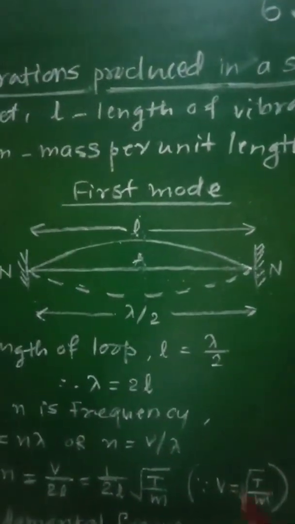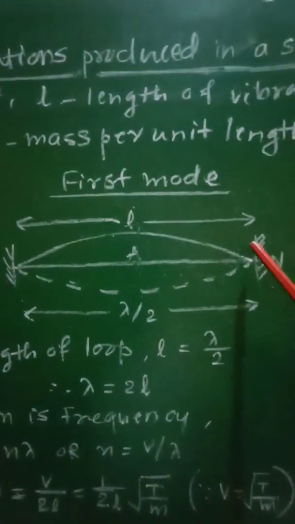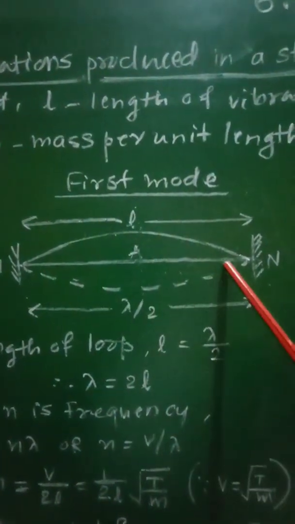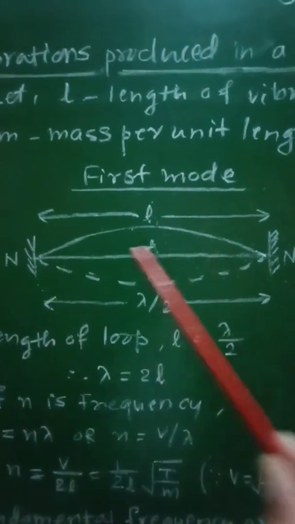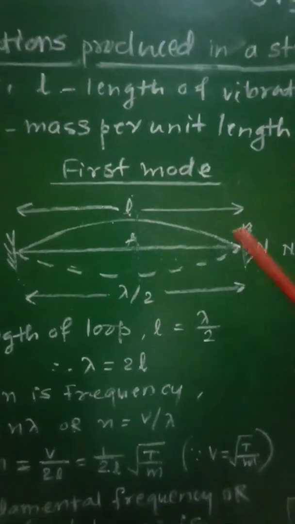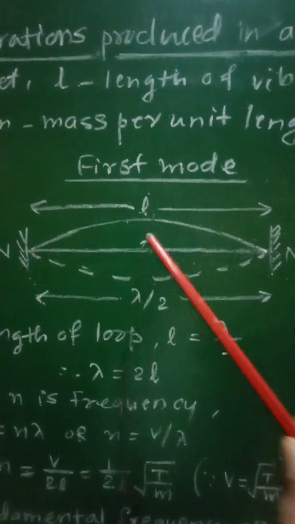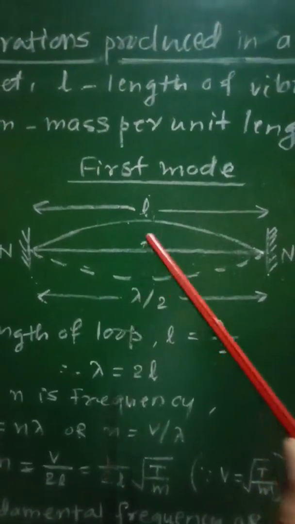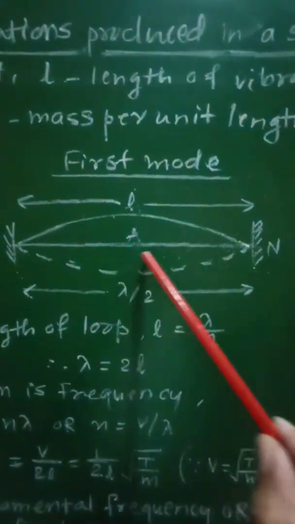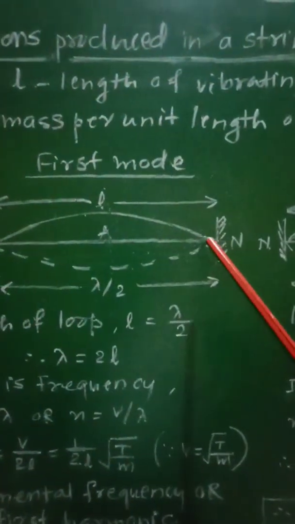For that purpose, let us consider a string of length L which is stretched between two rigid fixed supports. When this wire is plucked or if it is made to vibrate with any vibrator such as a tuning fork, then it will give rise to stationary waves along the length of the string between these two rigid supports.